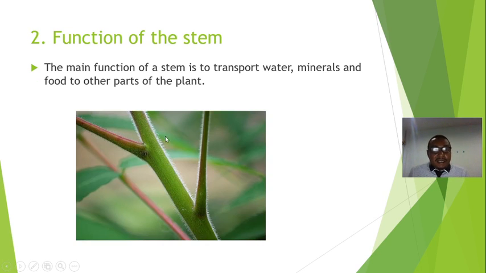Part number two is a stem. Now, this is a stem. The function of a stem is to transport water, minerals, and food to the other parts of the plant. The stem is the one that transports our water, food, and other minerals to other parts of the plant, such as the leaves, the fruit, and the seeds.